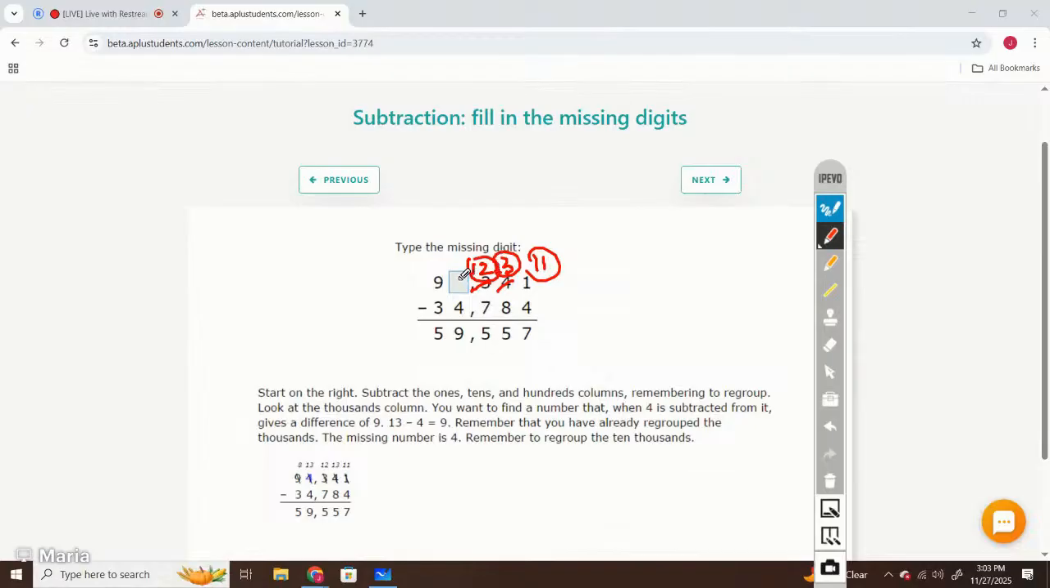Now, what number when we subtract 4, the answer is 9? Also, when we borrowed 1 from here, 13 take away 4 is 9. So there must be a 4 over here. When you borrow 1, we are left with 3 here, and the borrow makes it 13. So 13 take away 4 is 9 and 8 take away 3 is 5. So the missing number is 5.